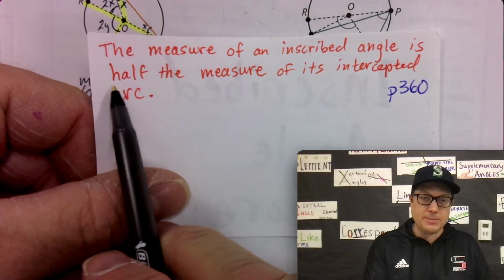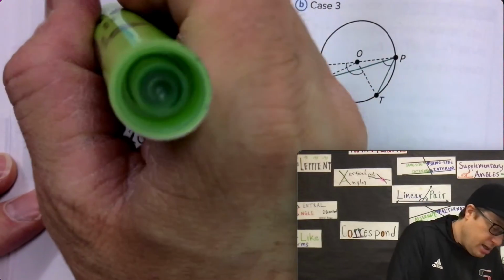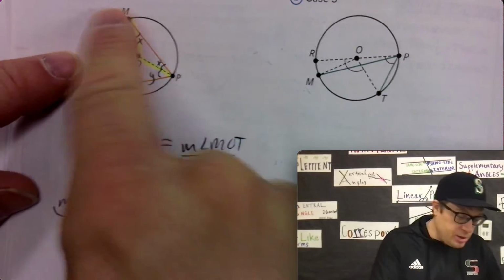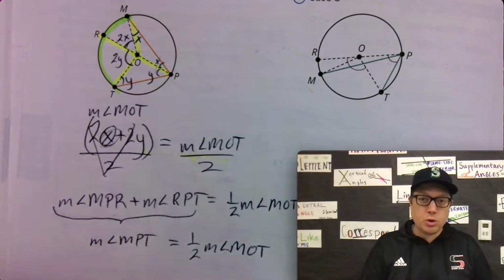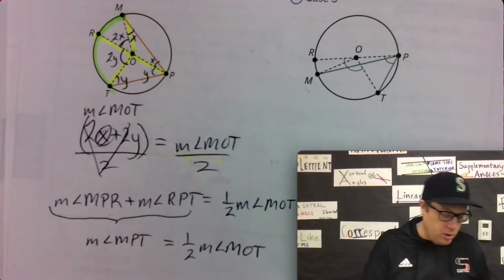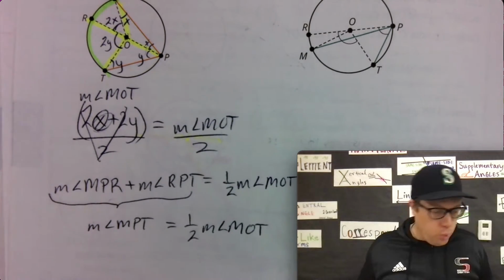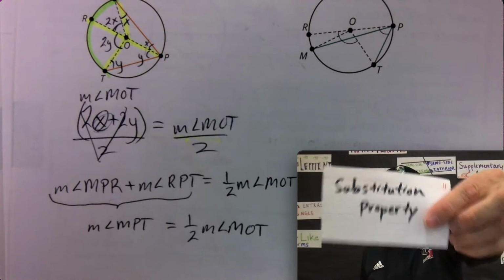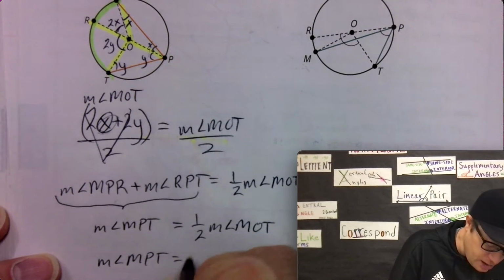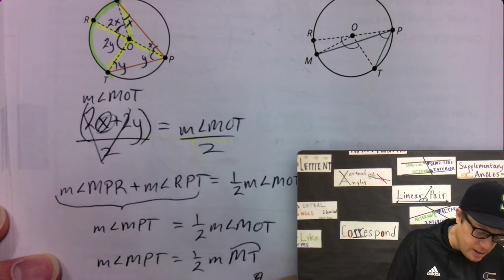So we want to find the intercepted arc. We want to know what we're referencing here. And in this case, the intercepted arc is MT. But that intercepted arc is the same as the central angle. And so since the intercepted arc is equal to the measure of the central angle, angle MOT is a central angle. So we get to just swap it out once again using our PAL substitution to say that angle MPT equals half the measure of arc MT. And that is our proof.